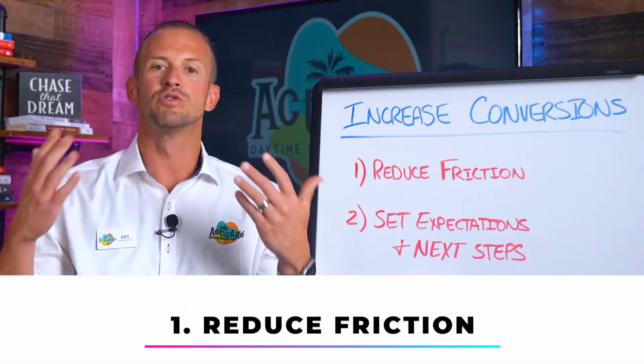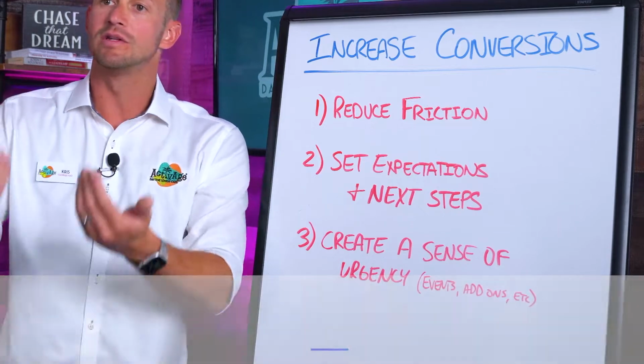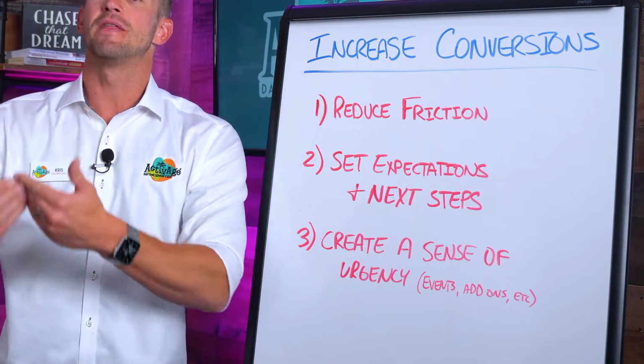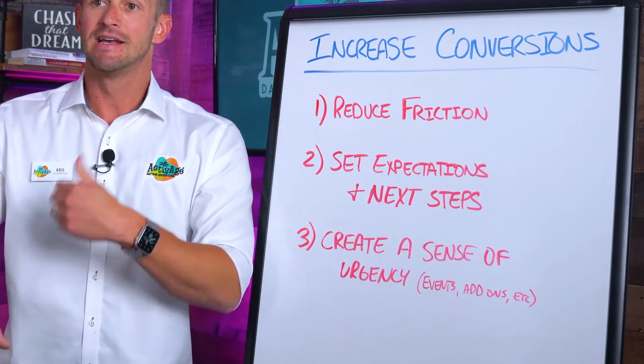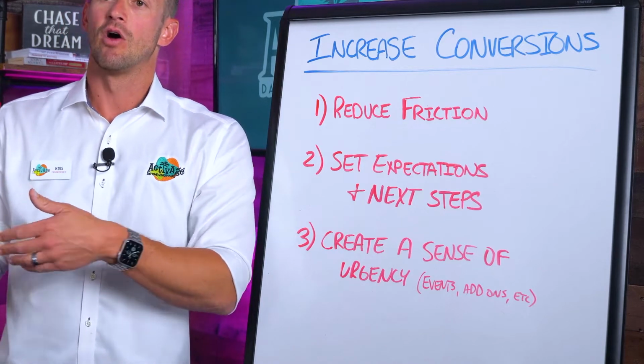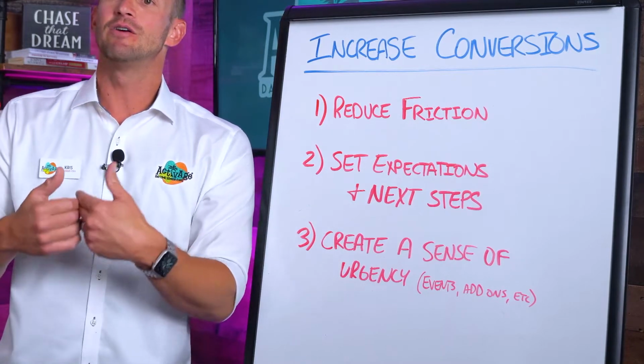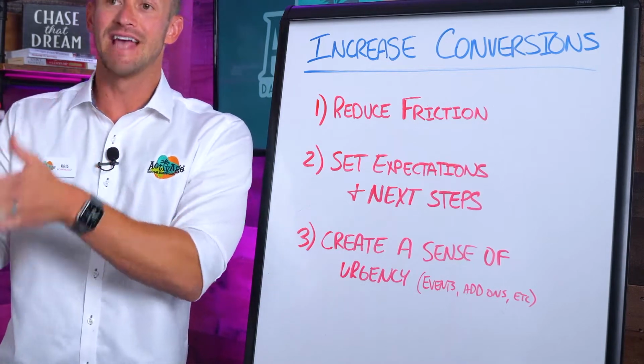Number 1 is reduce friction. What does that mean? Well, if you're talking to a lead, what's the preferred method of communication? Is it text? Is it phone call? Is it email? What's the easiest way to get in touch with them? Okay, the old school way had traditionally always been by phone. And then it was email, and now it's text.